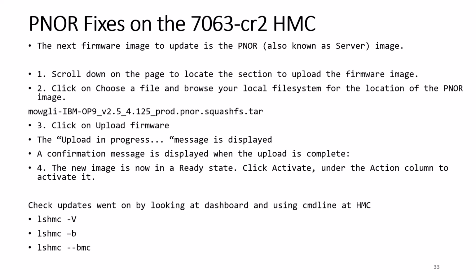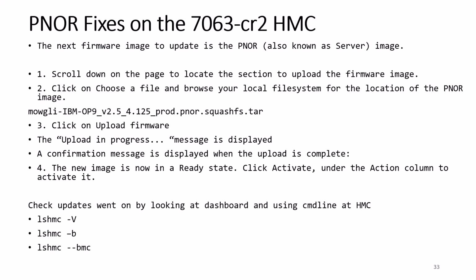After you reboot the BMC, you'll then go ahead and put on the PNOR, and that's also known as the server image. So you scroll down again to upload the firmware image, you choose the file, and in this case, it's going to be the one that says something like version 2.5.4. I believe the latest is 134, and it has PNOR in the name and ends in .tar. So you'll upload it. Again, when it's ready, you'll activate it, and then it should reboot the BMC. And when it's done, you can check by looking at the dashboard.